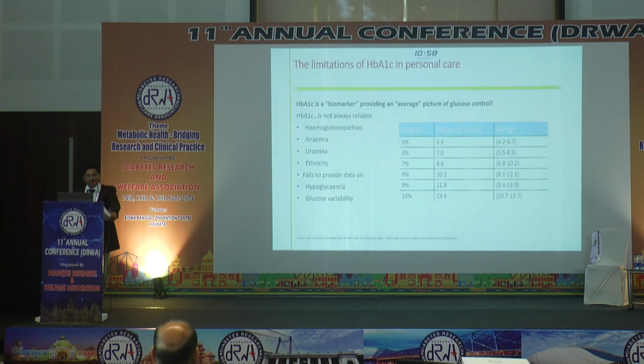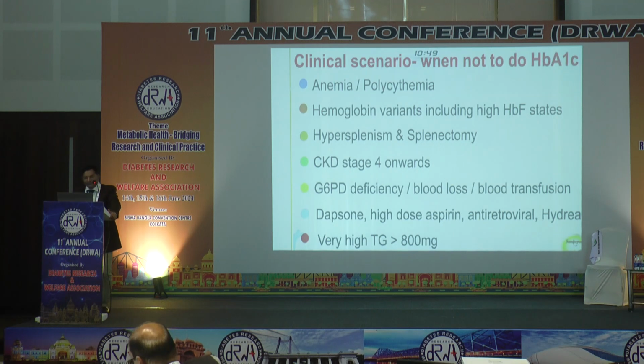disparity between Caucasians and Asians, and HbA1c fails to provide data on hypoglycemia and glucose variability. So where we should not be doing HbA1c is in patients with severe anemia, polycythemia, hemoglobin variants, hypersplenism, splenectomy, chronic kidney disease stage 4, G6PD deficiency, acute blood loss, blood transfusion, patients on dapsone or high-dose aspirin, some antiretroviral drugs, and if the triglyceride is too high.